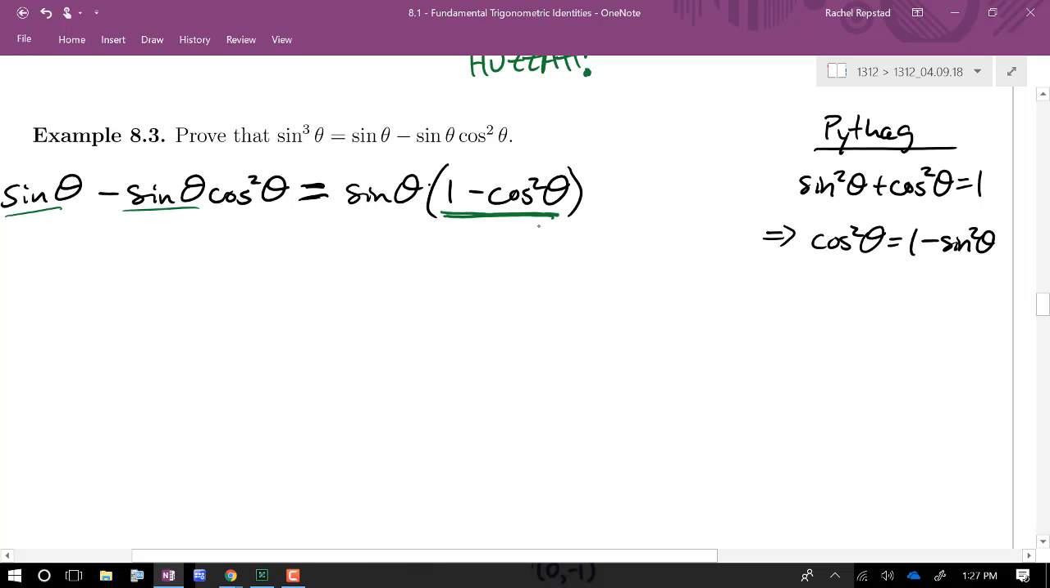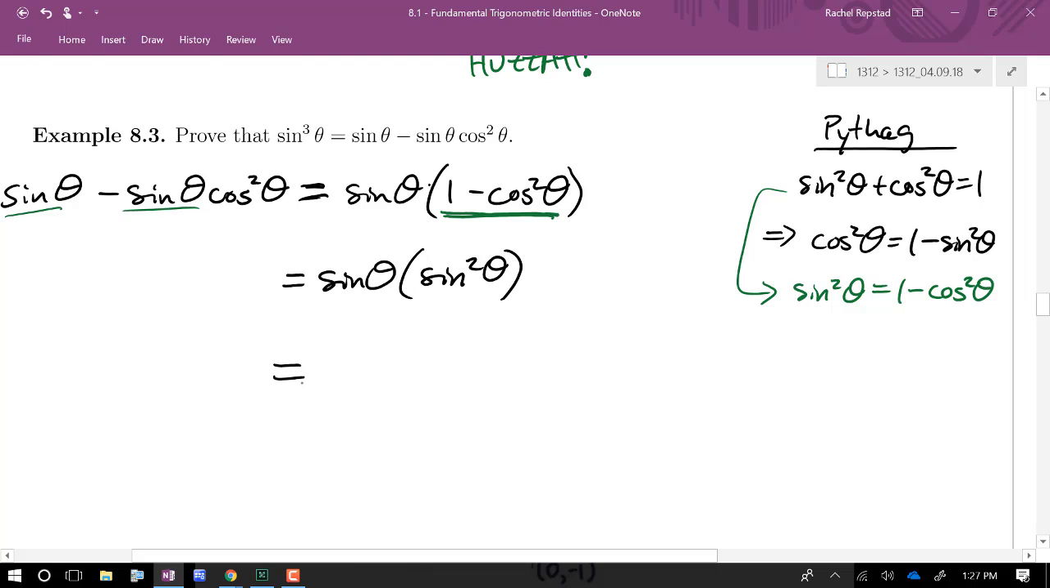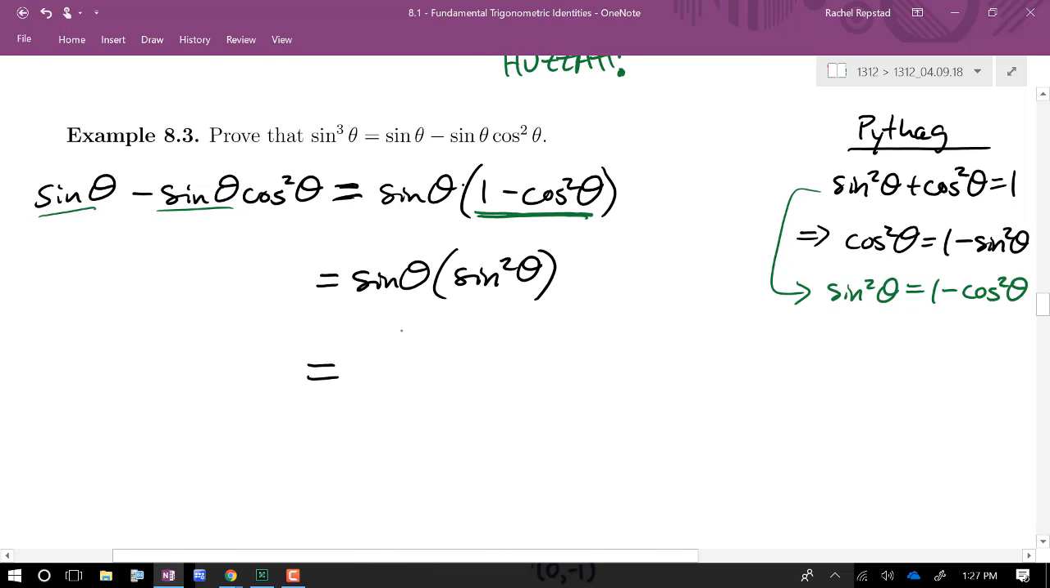Sine squared theta equals 1 minus cosine squared theta. Yeah. Maybe that's the one you said already, but I just wrote down the other one. But yeah, the 1 minus cosine squared, because that's the actual expression that we have in the parentheses. So we can replace the 1 minus cosine squared with sine squared theta. And guess what sine times sine squared is? Sine cubed, yeah. Victory is ours.